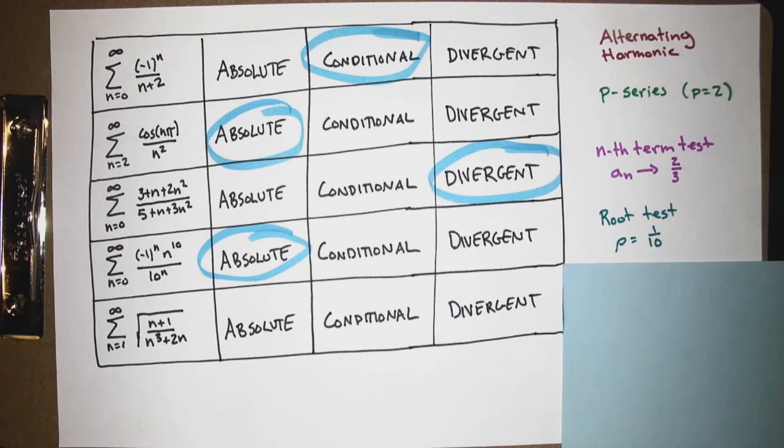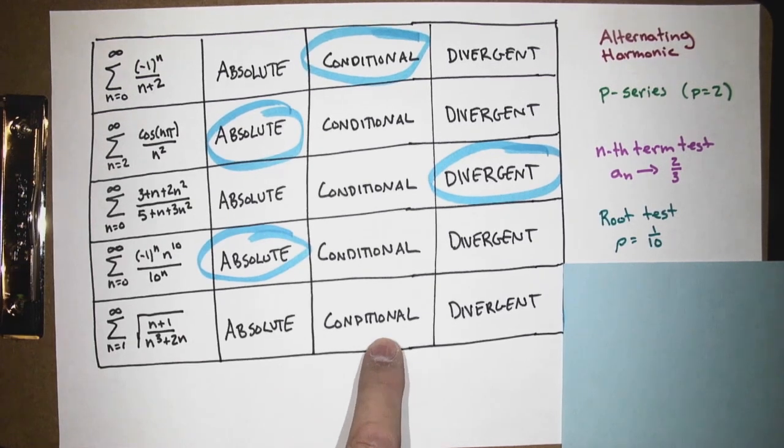All right, last one. The sum of the square root of n plus 1 over n cubed plus 2n. Absolute, conditional, or divergent? Why can't it be conditional, by the way? What does this not have? There's no plus or minus action going on. If there's no plus minus action going on, conditional is off the menu. It can't be conditional, because the absolute value doesn't do anything.